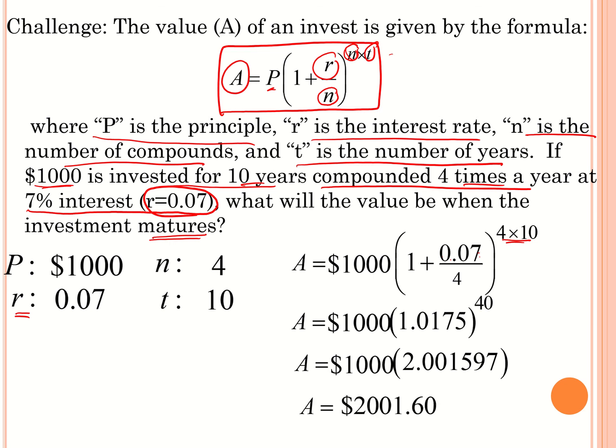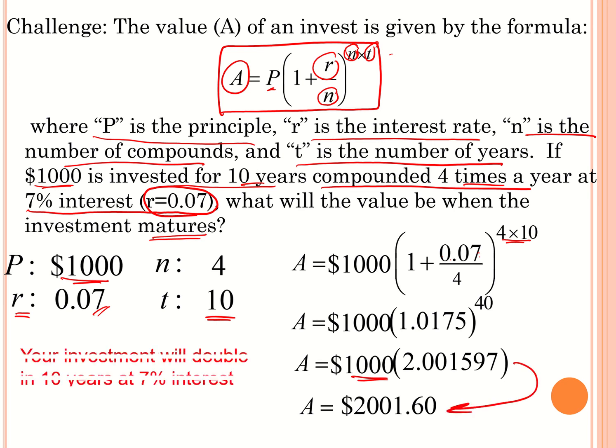So what that means is if you invest $1,000 in the bank for 10 years at 7% interest rate, the amount of money that you have will now double. Okay, so whatever you put in, now it's over 2 times what you put in. So the investment will double in 10 years at 7% interest rate.